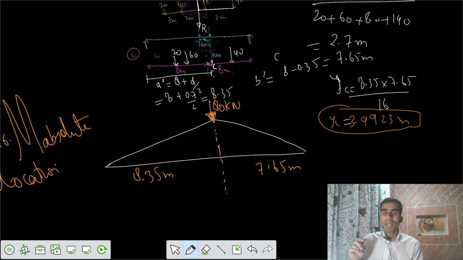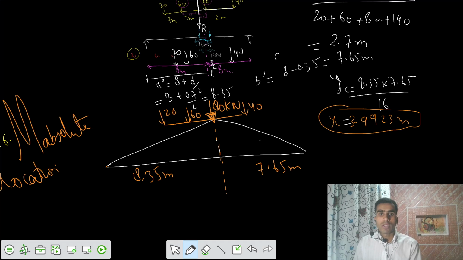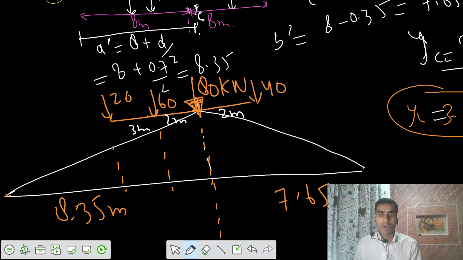So when I place that critical load, after that I have to ensure that all other loads are placed accordingly. So I would say there is some 40 kilonewton acting here, and from this side we have some 60 kilonewton acting, and we have some 20 kilonewton also acting from this side. And we also know the distance between those loads: this one was 2 meter, this one 2 meter, and this one 3 meter. And I can now calculate those ordinates.